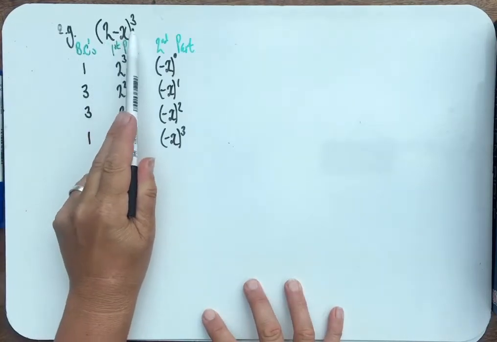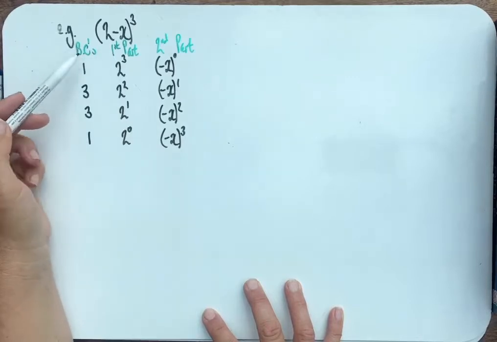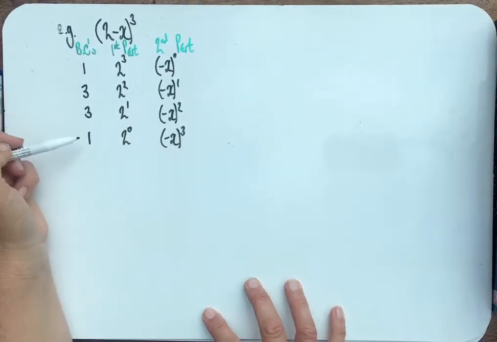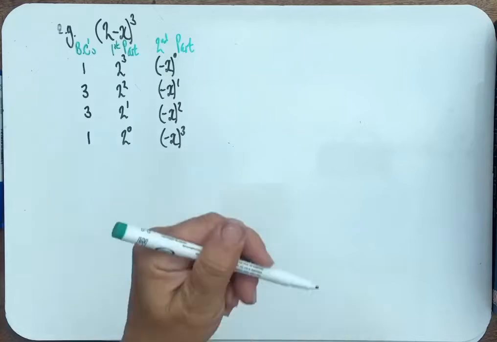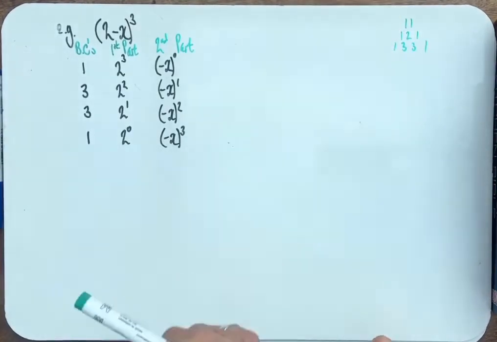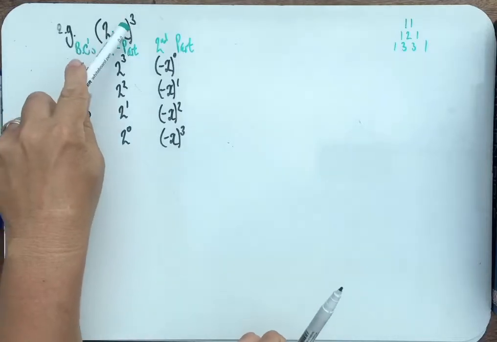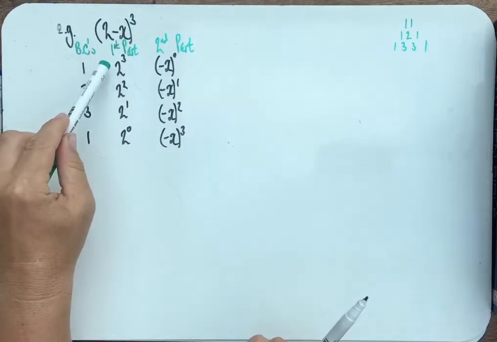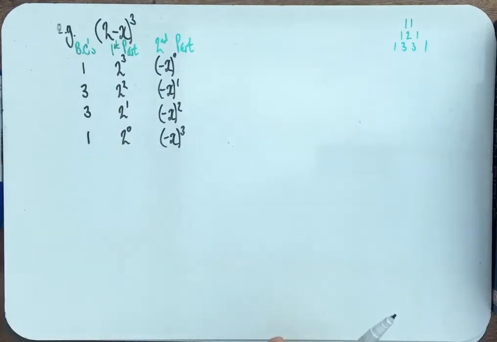So (2 minus x) cubed, we said binomial coefficients are 1, 3, 3, 1. And to start with, we just looked at those as coming from Pascal's triangle. And then we took the first part to the highest power and took the power down by 1. Second part to the lowest power and up by 1. And then we said you multiply across.